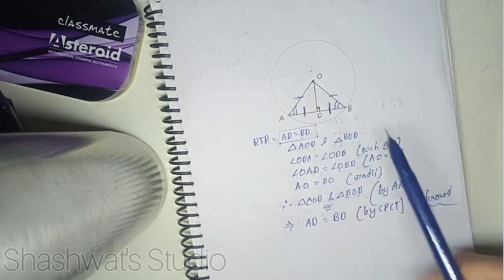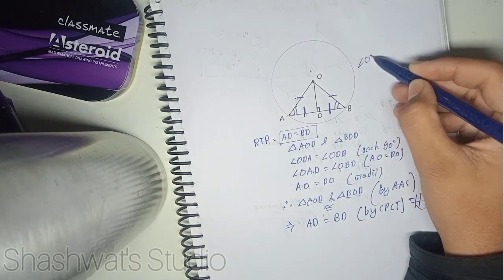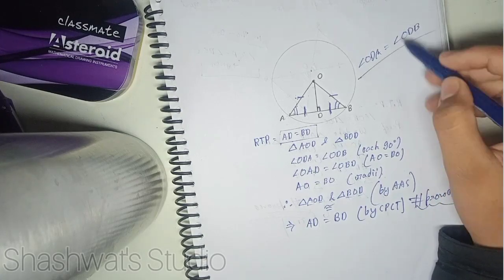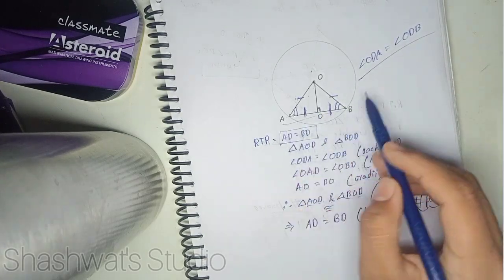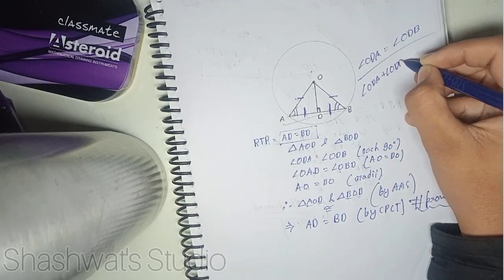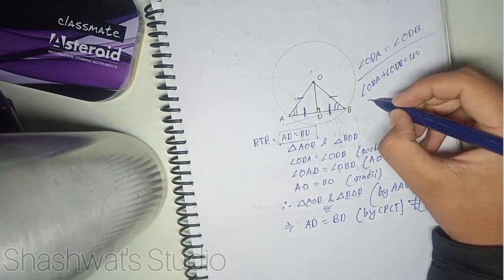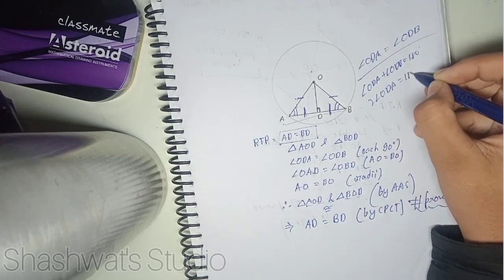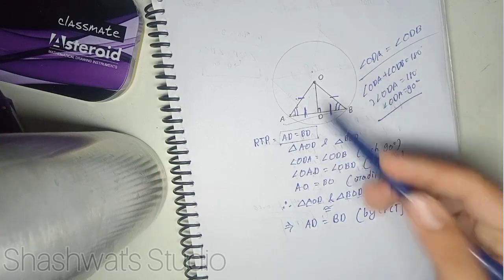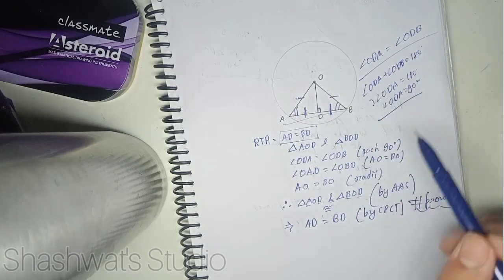Now after proving congruent, we will get angle ODA is equal to angle ODB. Now as you can see, these are a linear pair also, as ADB is a straight line. So angle ODA plus angle ODB is equal to 180. So we'll write two angle ODA is equal to 180 and angle ODA is equal to 90 degrees. So this is how we'll be proving Theorem 9.4, which is the converse.